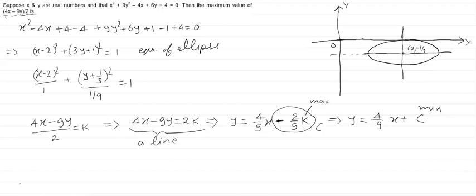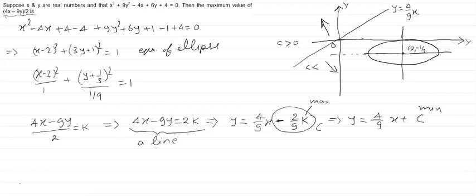Okay, now if we see when c is 0, this line will pass through the origin. This is y equals 4 by 9 x. As we take c positive, the y-intercept becomes positive. c is the y-intercept, so as c goes positive, this line shifts parallel to itself in this direction. And when c goes negative, it shifts in this direction.